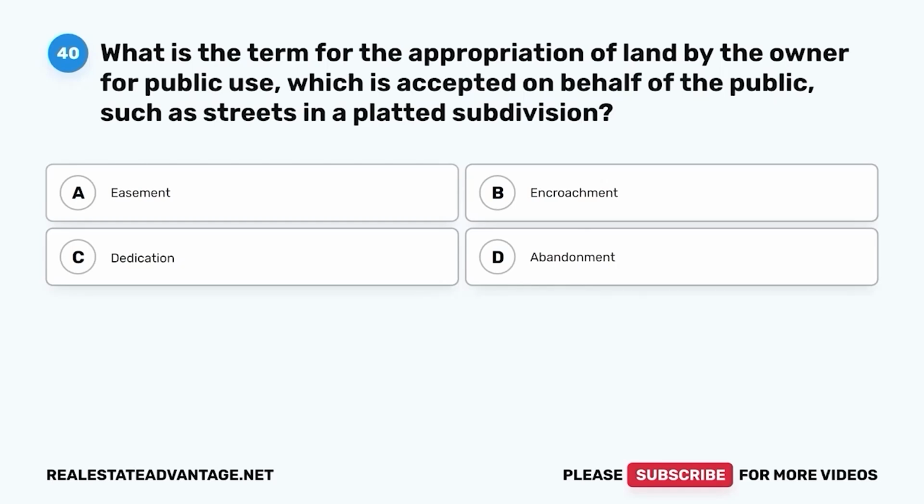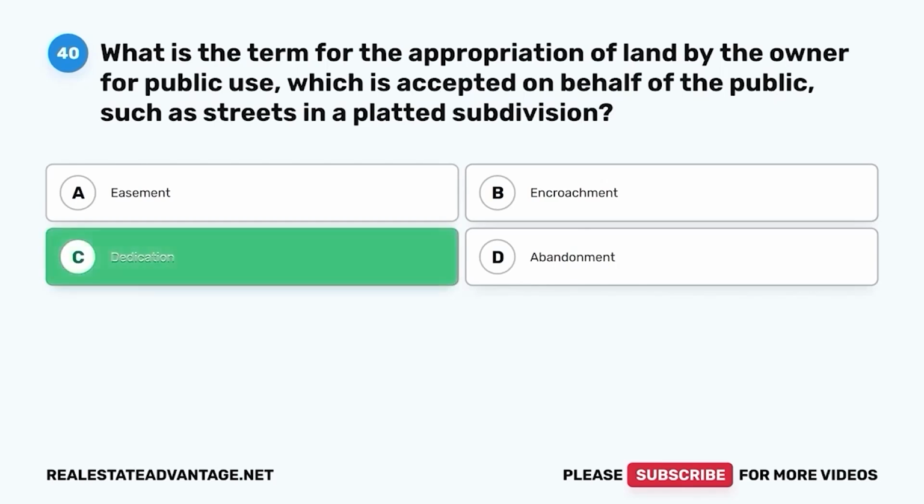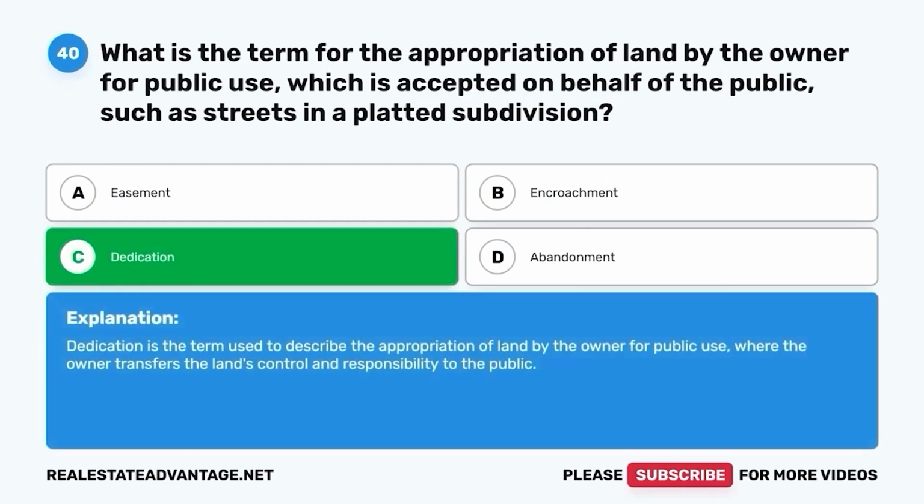Dedication. D. Abandonment. The correct answer is C. Dedication. Dedication is the term used to describe the appropriation of land by the owner for public use, where the owner transfers the land's control and responsibility to the public.